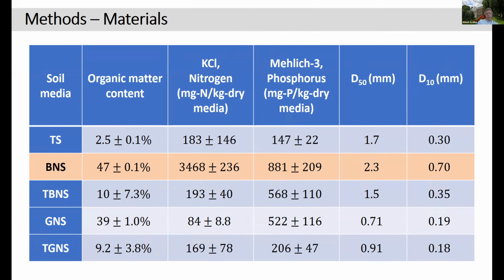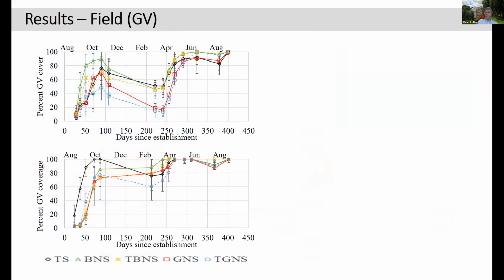No need to go into all the details, but you can clearly see that there's a lot of phosphorus in the systems. Let me clarify these things. TS is topsoil with straw, and BNS means biosolids compost with no straw. N stands for no, and S stands for straw. You can clearly see that there's a lot of nitrogen and phosphorus, especially in the compost and compost amended systems. Let's look at the field ground cover.